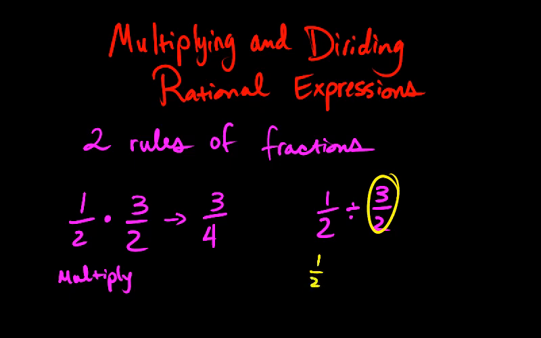So 1/2 times 2/3, and the 2's could reduce to 1 and 1, and now you multiply straight across, and it would get you 1/3. And so that's how you multiply, and this is how you divide fractions. Dividing fractions, you just multiply by the reciprocal of the second. Alright, so now that you got your two basic rules down for fractions, let's get to it.